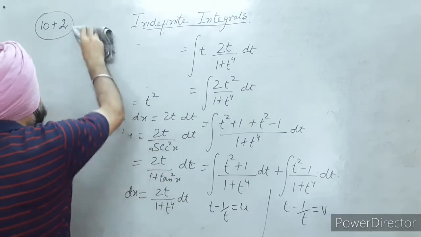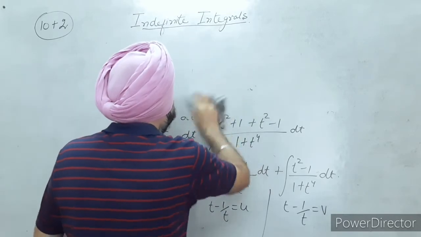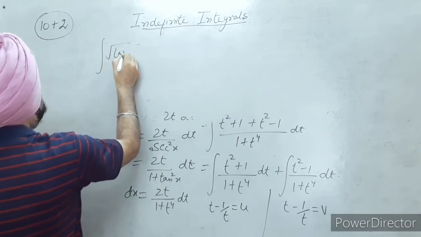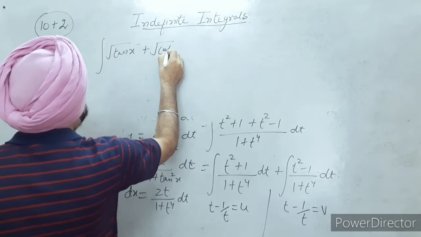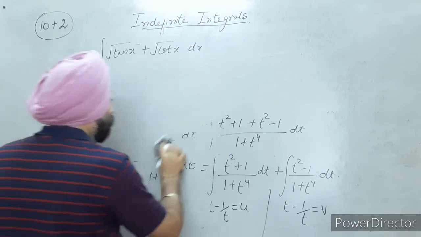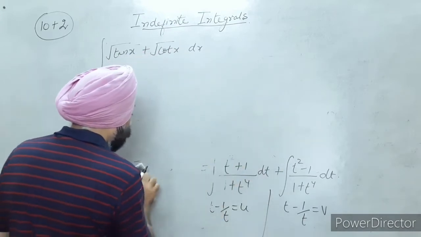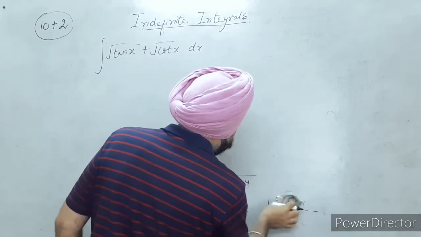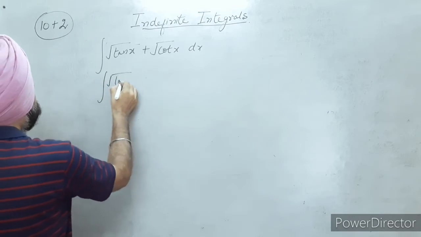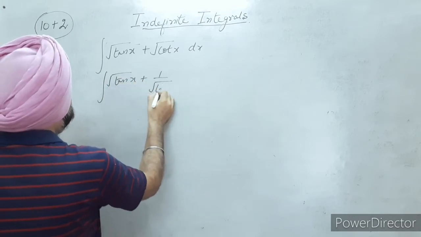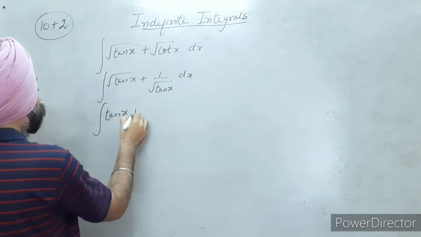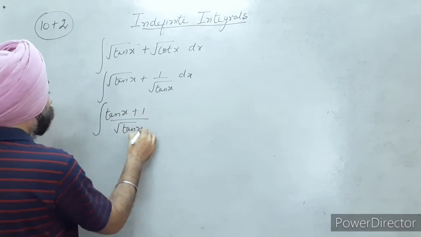Now, one more question of this type. Question is: integrate under root tan x plus under root cot x dx. Now how will you integrate it? First write down cot x as 1 upon tan x, right? I can write this as under root tan x plus 1 upon under root tan x dx. Take its LCM: tan x plus 1 upon under root tan x.